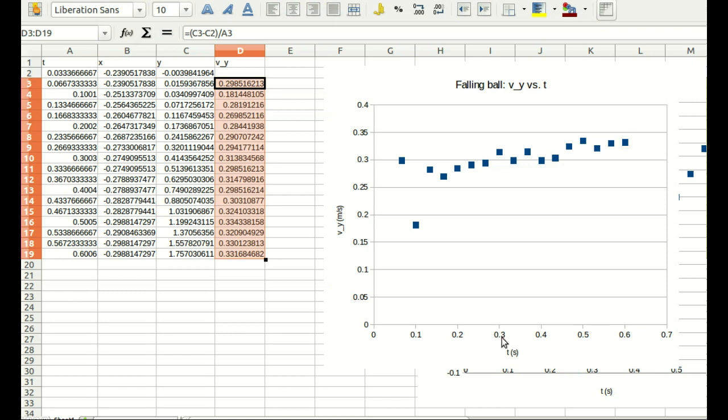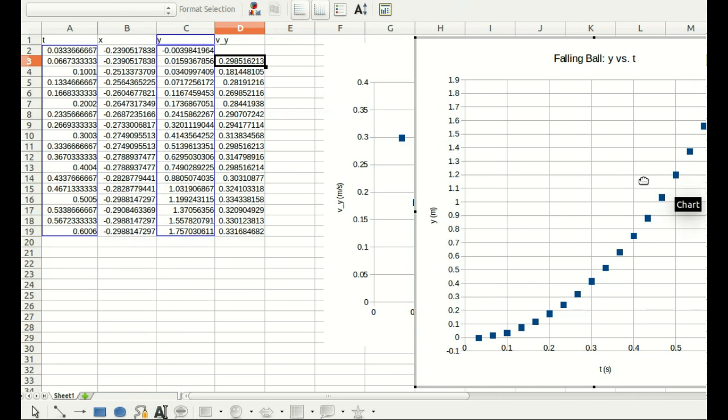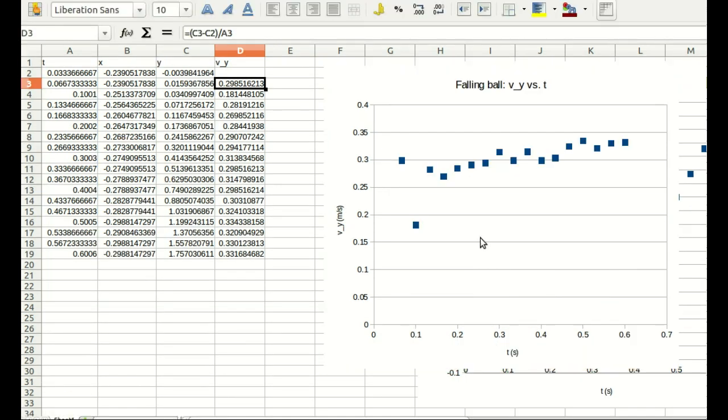Okay, there's our Vy versus t, but look at that. Does that make sense? It seems to be saying, other than this odd point here, that Vy is about 0.3 meters per second, more or less the whole time the ball is falling. But that doesn't make sense at all. We know from the y versus t data and the fact that it's getting steeper that the ball must be speeding up. So this is nonsense.